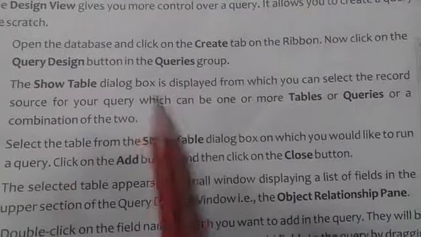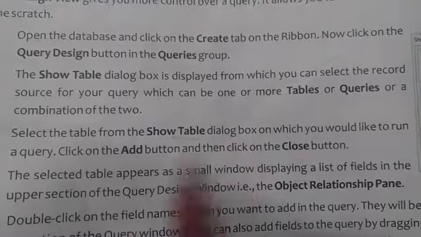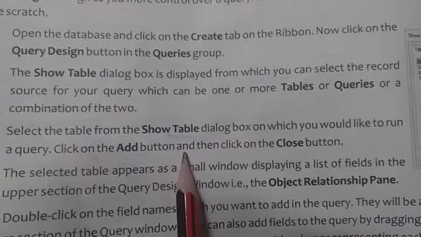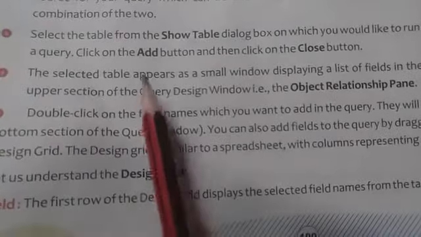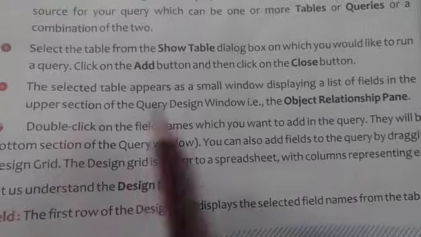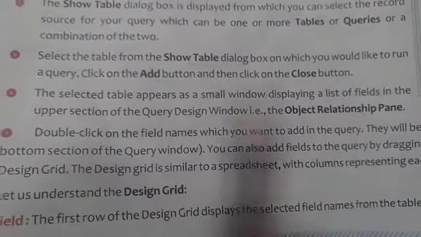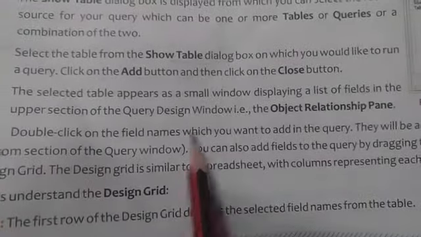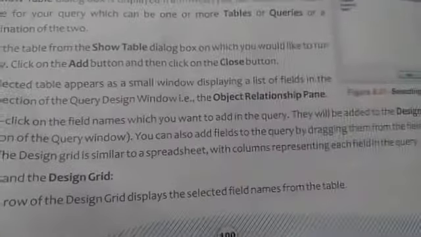After that the show table dialog box is displayed. Select the table that you want to show. Then you have to click on the add button and then you have to close this window. After that the selected table appears as a small window displaying a list of fields in the upper section of the query design window, that is in the object relationship pane. Then you have to double click on the field name that you want to add in the query. Yes, जो भी आपने field name add करना है, you have to double click on it.